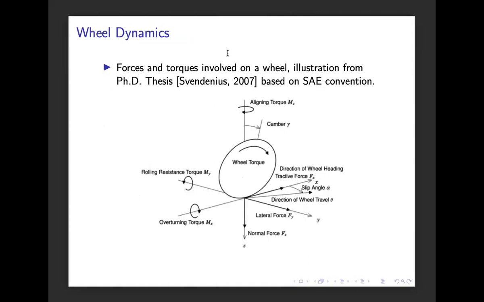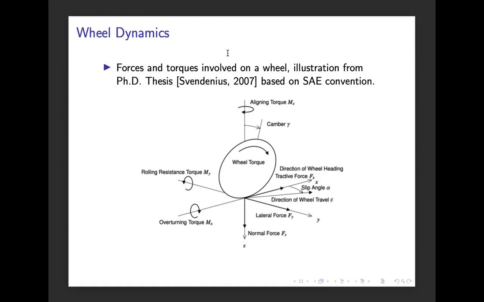Okay, so if we then continue with the wheel dynamics, we can see in this illustration from a previous PhD thesis here at the department that we have the interaction point with the ground. We have some kind of lateral force on the wheel. We have some tractive force or longitudinal force, Fx. Then we also have a so-called camber angle, which is the angle between this axis here and the actual orientation of the wheel. And then we have different torques, the rolling resistance and the overturning torque on the wheel.